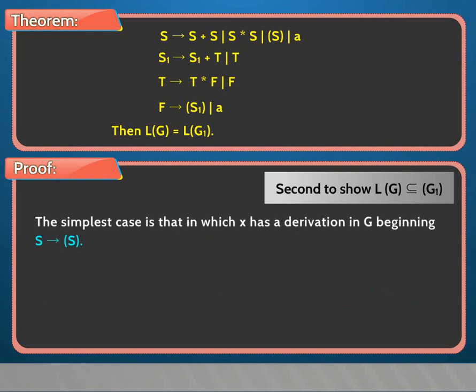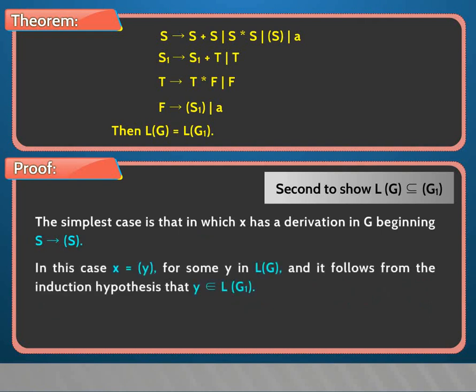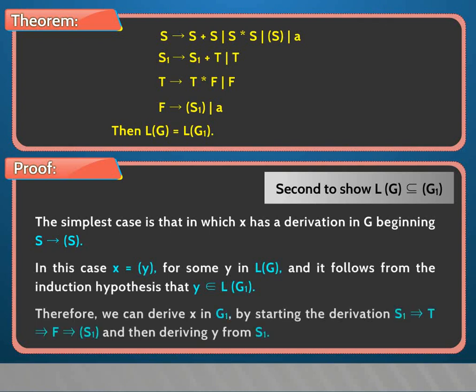The simplest case is that in which x has a derivation in G beginning S implies S. In this case, x is equal to y for some y in L(G), and it follows from the induction hypothesis that y is an element of L(G1). Therefore, we can derive x in G1 by starting the derivation S1 implies T implies F implies (S1) and then deriving y from S1.